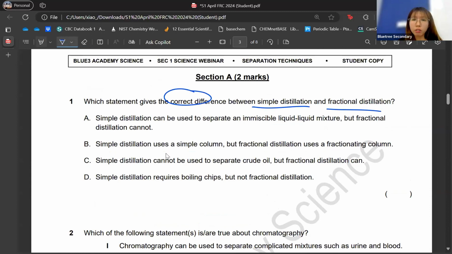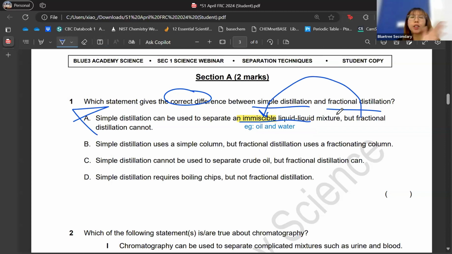So just a very quick recap. Immiscible liquid is a very important keyword to represent liquids that do not mix well. For example, a classical example would be oil and water. Okay, so oil and water, they do not mix well, so they are what we call an immiscible liquid mixture. So simple distillation does not separate immiscible liquid mixture. Fractional distillation is the method that we use to separate immiscible liquid mixture.